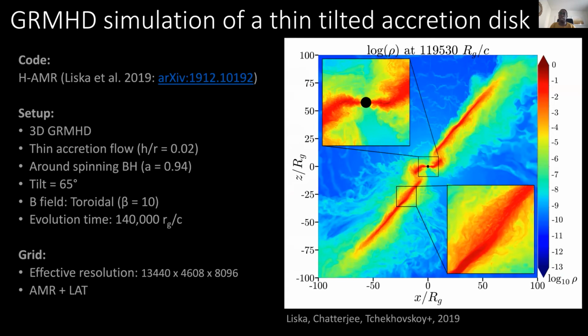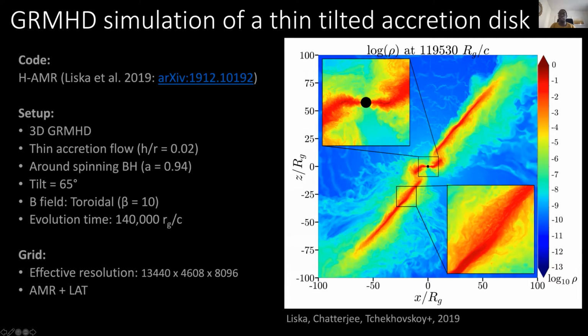The simulation analyzed in this work is shown in the log density slice on the right and was introduced during Matthew Lisker's talk. The simulation was run by Matthew Lisker using the GPU-accelerated GRMHD code H-AMR, and it models the evolution of a very thin accretion disk with aspect ratio H/R equal to 0.02 around a very fast-spinning black hole with spin parameter of 0.94.